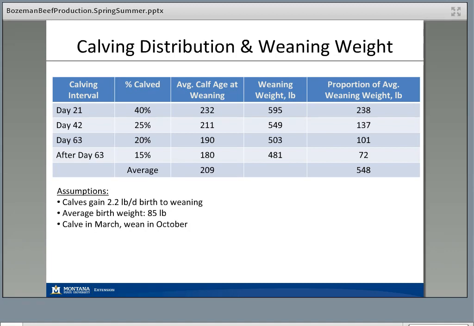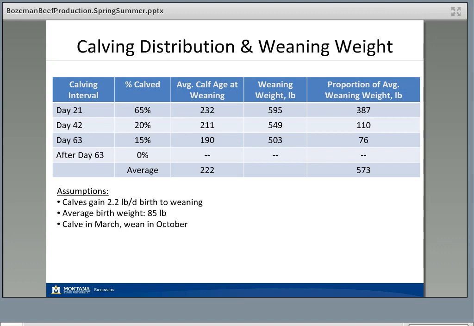All right, so what if we made some management decisions that allowed us to compress this calving season up, so we had more calves born earlier in the season? Here's an example of what that could look like. We have the same group of cows here. Now nobody's calving after day 63, and we have 65%, almost two-thirds of the cow herd, calving in the first 21 days.